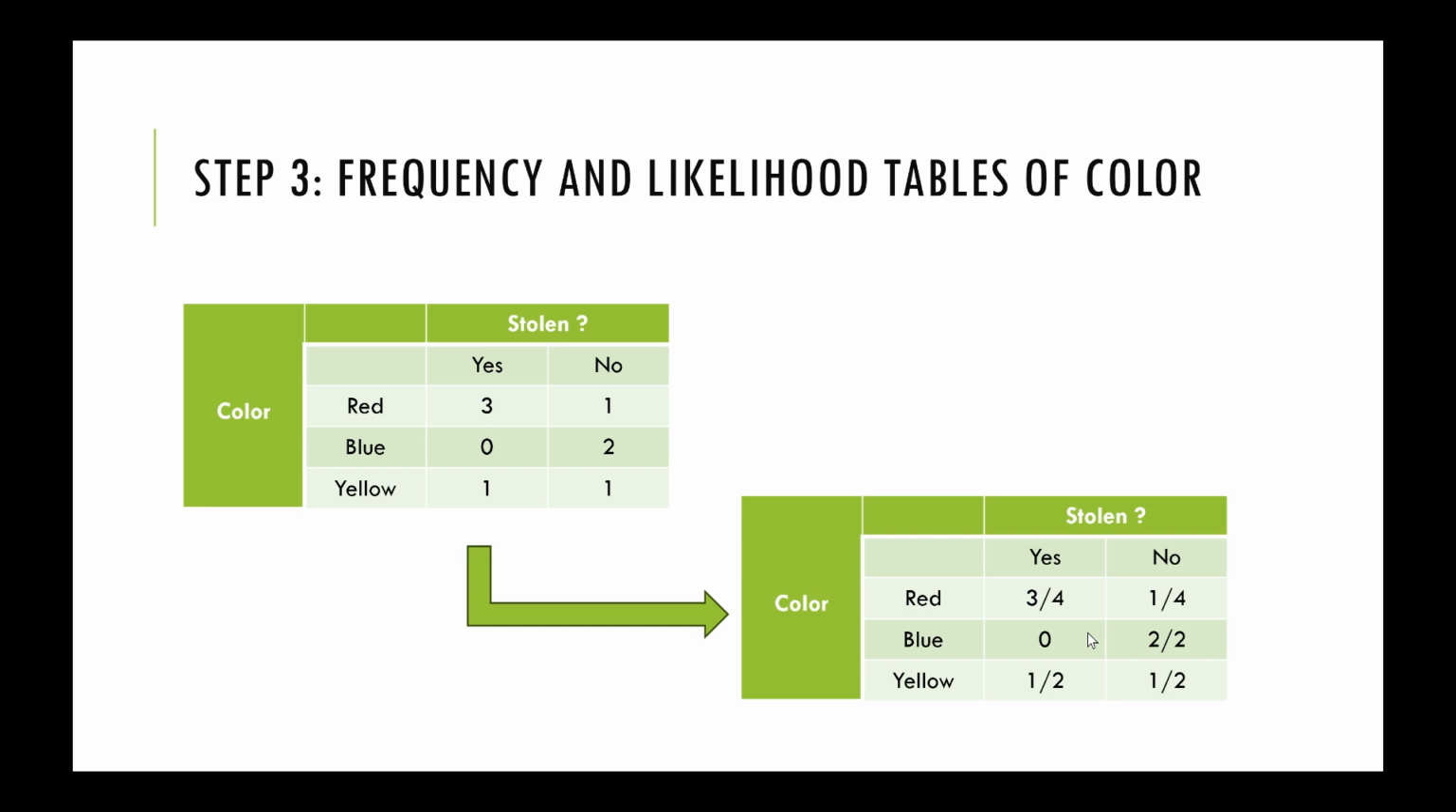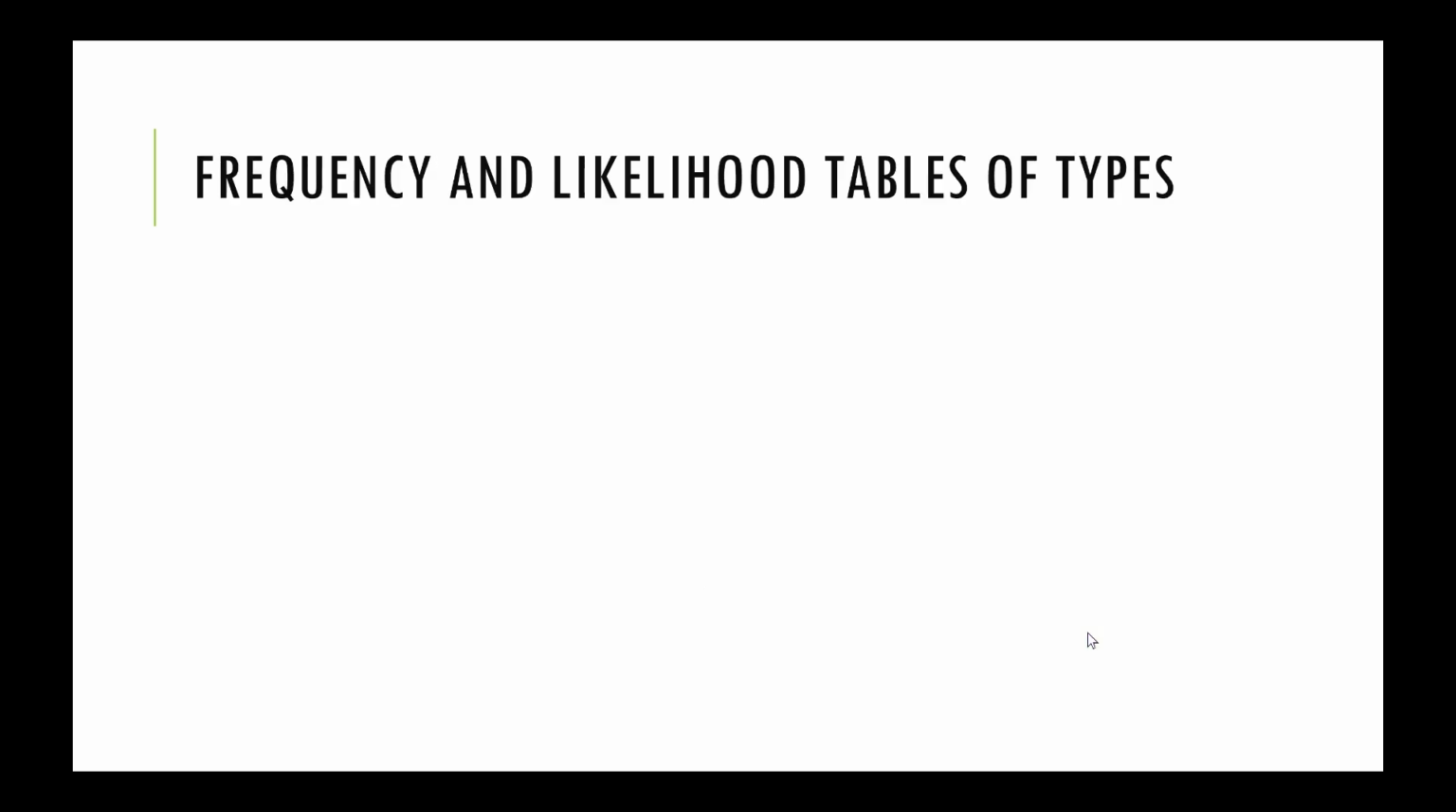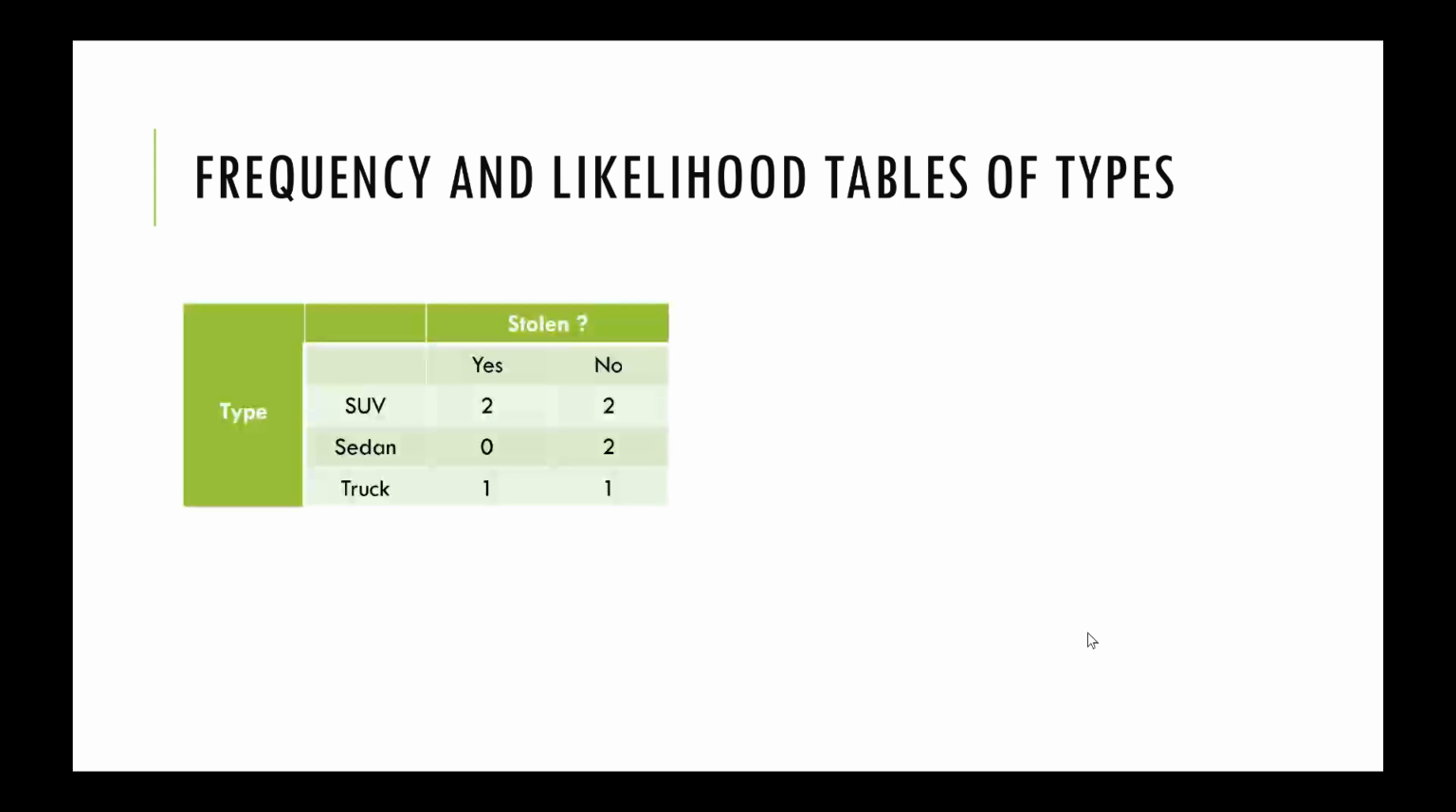Now, similarly, we are going to calculate for the type. We have three types in the data set. We are going to calculate the frequency table for the types. We have SUV, Sedan, and truck. Stolen, yes or no. For SUV, yes count is 2, no count is 2. Sedan yes count is 0, Sedan no count is 2. Truck yes is 1, truck no is 1.